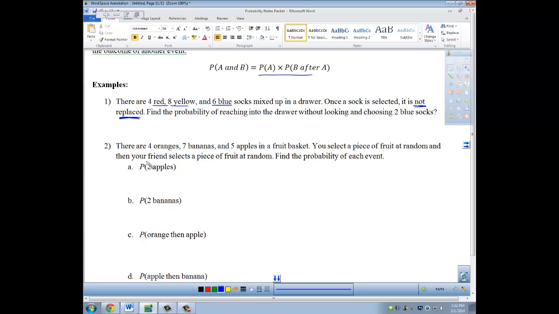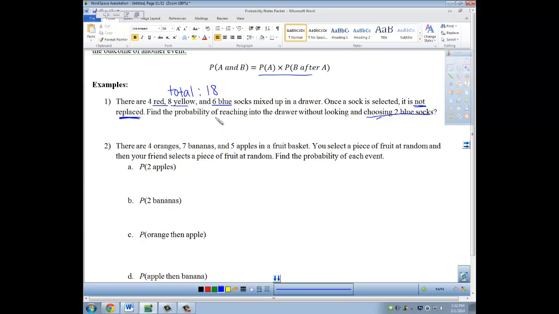We are going to find the probability of reaching into the drawer without looking and choosing 2 blue socks. First thing we need to do is figure out the total number of socks we have. So our total would be 4 plus 8 plus 6, which would be 18.